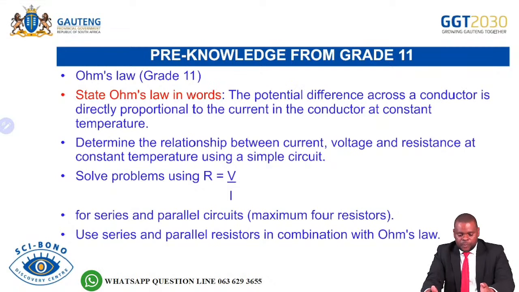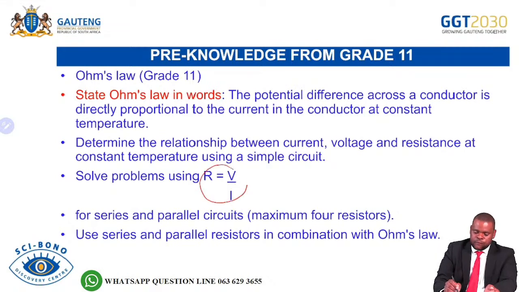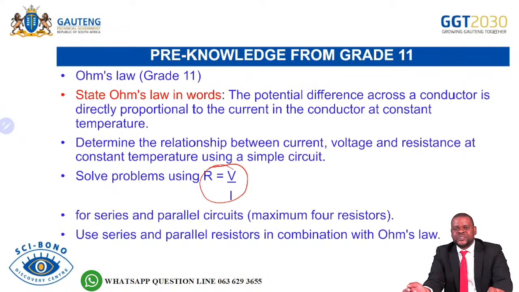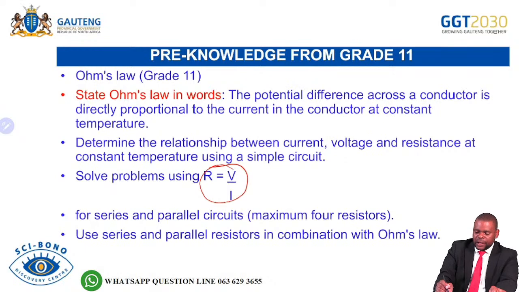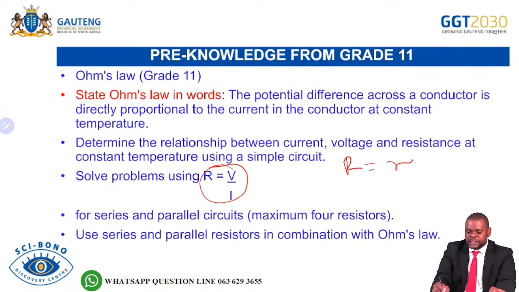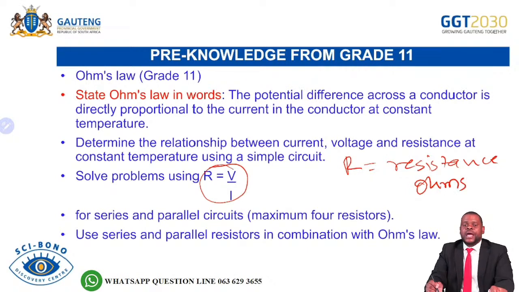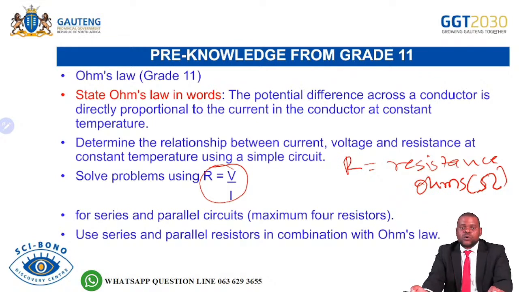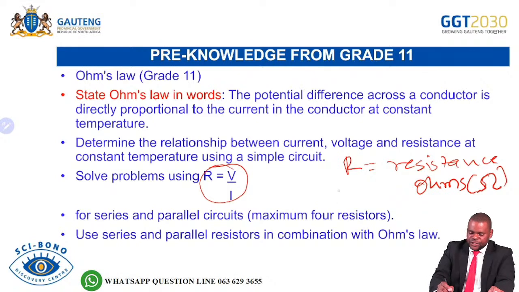We continue by saying, we solve the problems of Ohm's law by using this formula here. This formula says R is equal to V divided by I. Then R is what? Resistance. And it is measured in what? In ohms. And the symbol for ohm is what? We have something like this. We used to call it omega. But it's ohms.